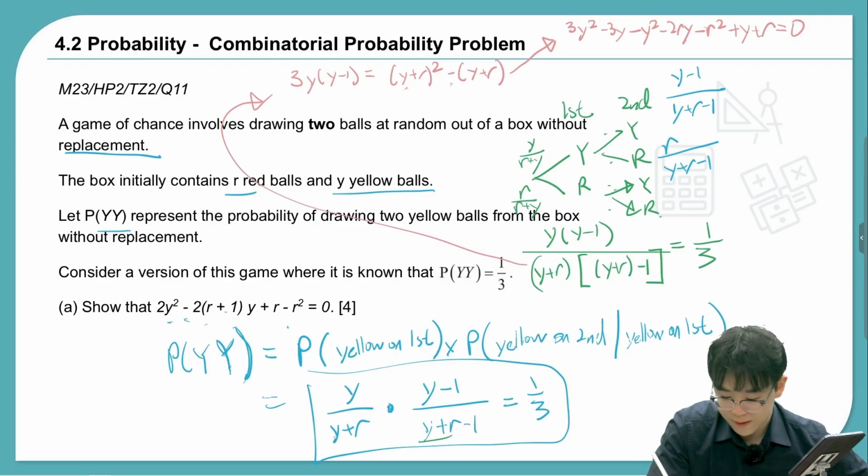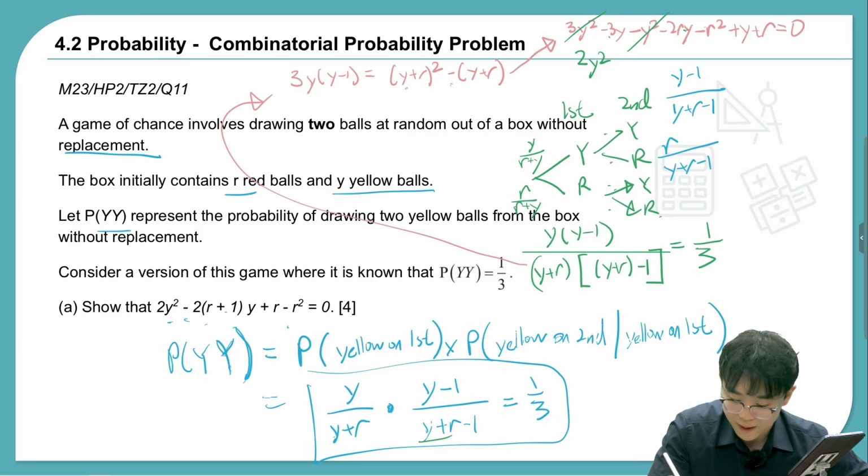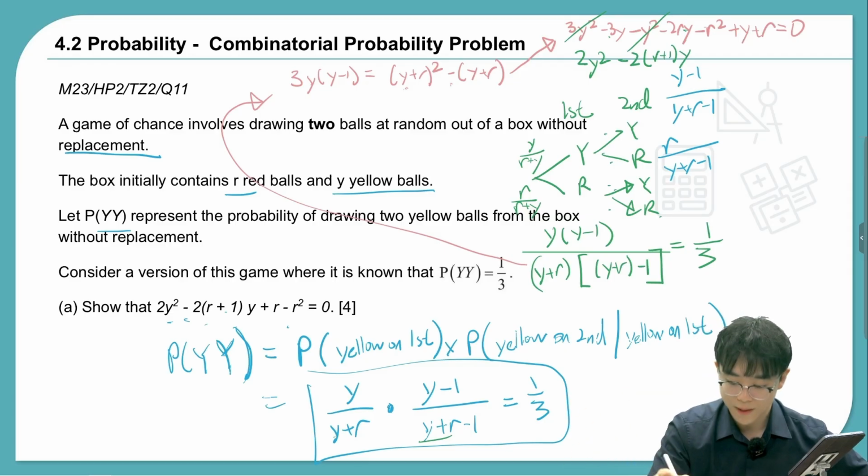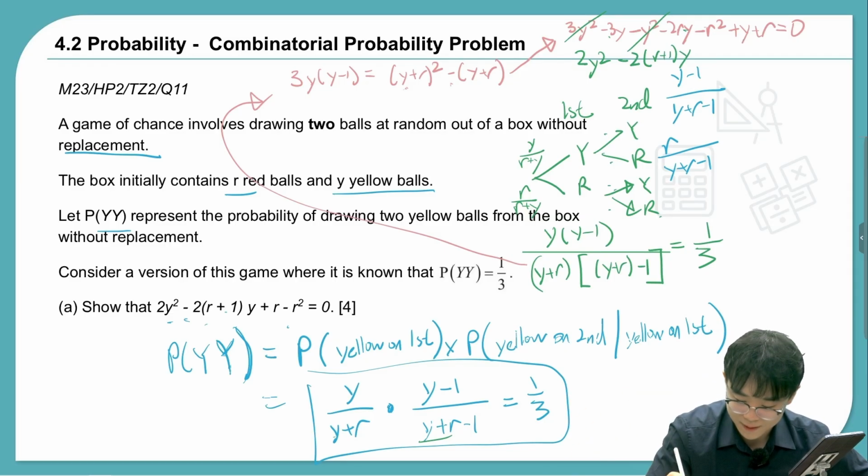And simplifying everything, I get 2y squared, right? Because this and this cancels out. So I get 2y squared. I get y and minus 3y, so I get negative 2y. And then I get negative 2ry. So I can group that as negative 2 times r plus 1 times y, right? Because I have negative 2ry and negative 2y. So I just kind of skipped that, did that algebra in my head. So that goes away.